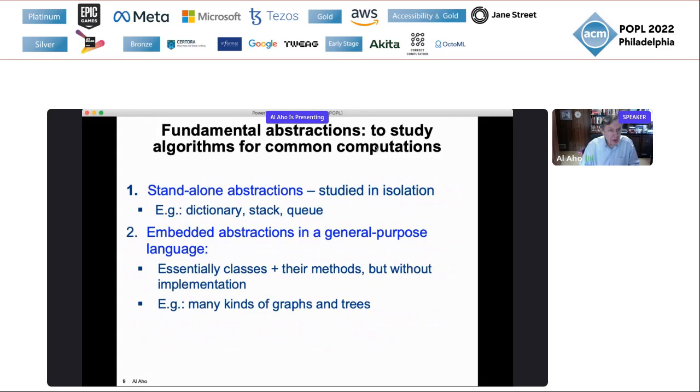Our first category, the fundamental abstractions, include those that are usually studied in a first course in computer science. Common examples are dictionaries, stacks, queues, graphs, and trees, and also classes and their methods, but the methods are without specification.